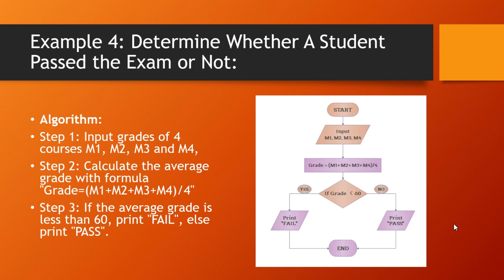So you have the input for the grades of M1, M2, M3, and M4, and then it's computed under the process box. So naadi i-compute ang iyang average, and then under your decision box, it asks if the grade is less than or greater than 60, which is the passing rate of IIT. And then if it's a yes, then fail. No, if it's less than 60, it's a fail. But if it's greater than 60, then it's a pass.